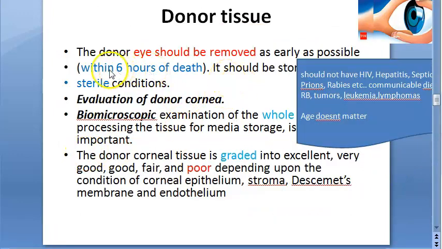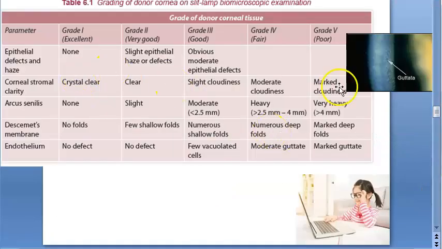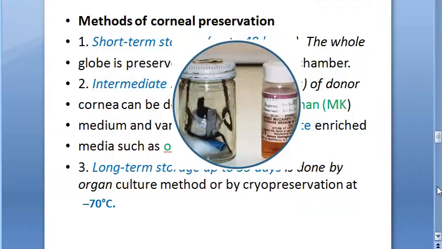For the donor tissue, the eye should be removed within 6 hours of death and kept in sterile conditions. Then you will examine the whole globe and grade it. In grading, you have excellent to poor. Poor will have cloudiness and arcus senilis, the Descemet's membrane will have folds, and the endothelium can have guttae. Let's move on.